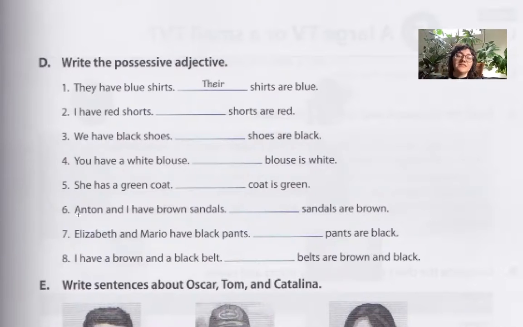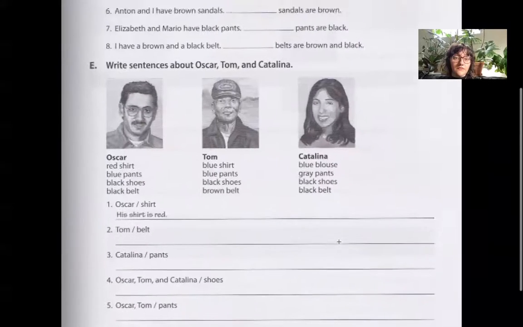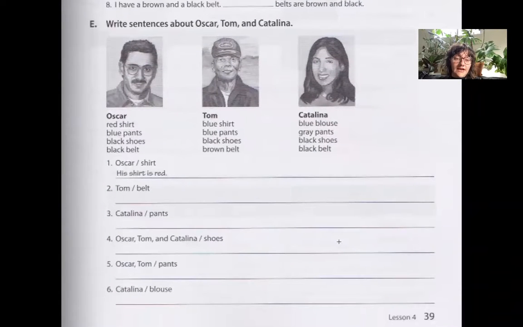Our sandals are brown. Elizabeth and Mario, they have black pants. Their pants are black. I have a brown and a black belt. And you could say my belts are brown and black. So remember pants, when we do plural for pants, we don't say pantses to make it plural, because the word pants is both singular and plural together, because of how we have used the word.